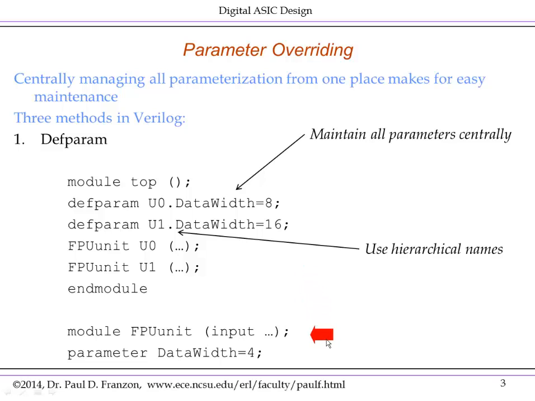So for example, we have a module here, FPU unit. Inside it, we declared parameter data width equals 4. Here we're instancing two copies of that, one with an actual data width of 8 and one with an actual data width of 16. Obviously, all the vectors declared in FPU unit that are appropriate use this parameter, so that you actually end up changing the details in the design in terms of the actual data width.